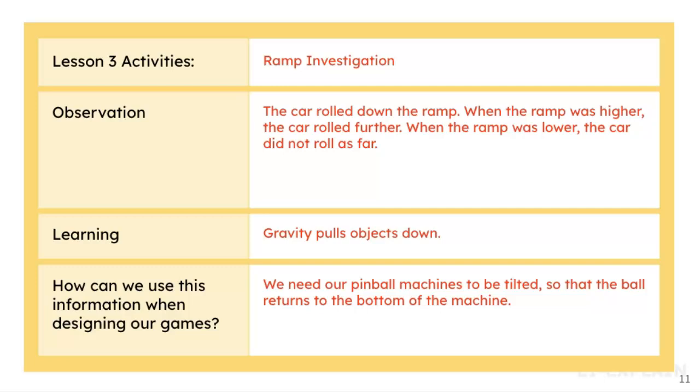The goal of this class discussion is to analyze student data and identify that the force of gravity pulls things downward. Create a class data table so that students can recognize patterns across each group's data. Use the discussion to create the Lesson 3 summary chart. By the end of the discussion, students should understand that their pinball machines need to be tilted so that the ball returns to the bottom of the machine.